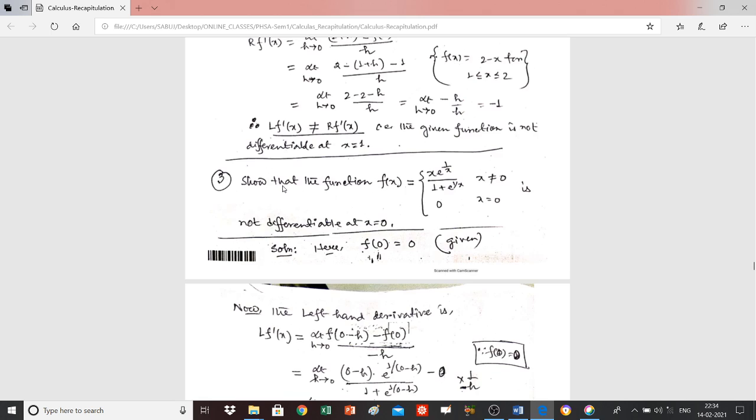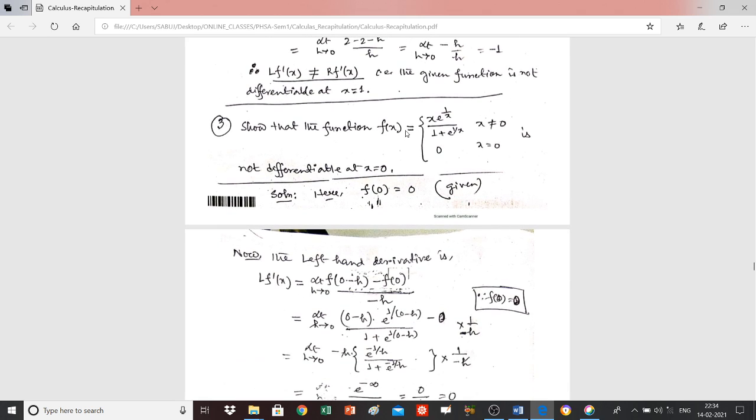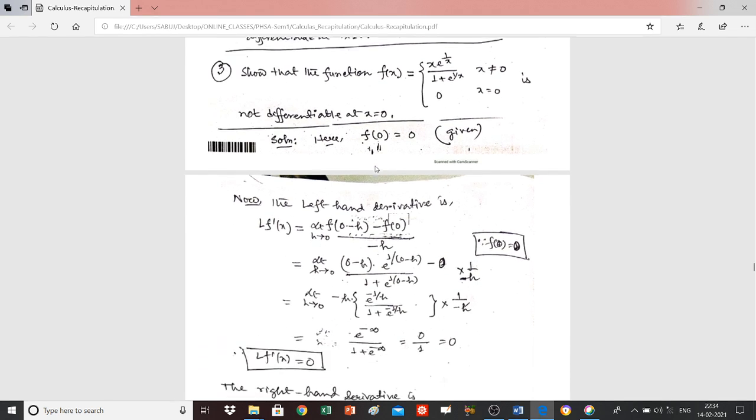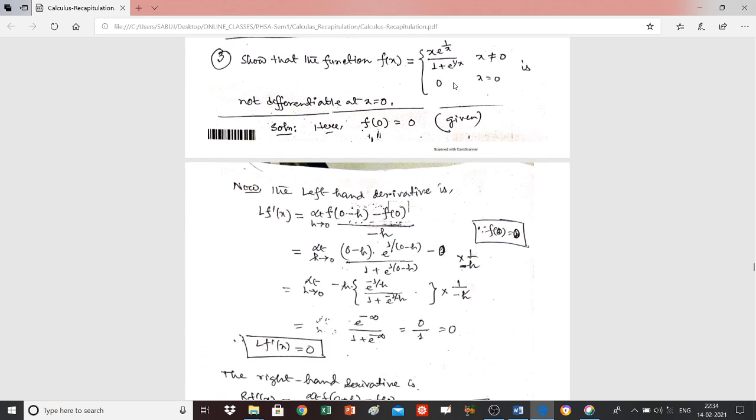We have given another example. Show that the function f(x) is equal to x e to the power 1 by x, divided by 1 plus e to the power 1 by x, when x is not equal to 0, and 0 when x equal to 0, is not differentiable at x equal to 0. You have to prove it. So see from the relation that when x is equal to 0, f(x) is equal to 0. That means f(0) is equal to 0.